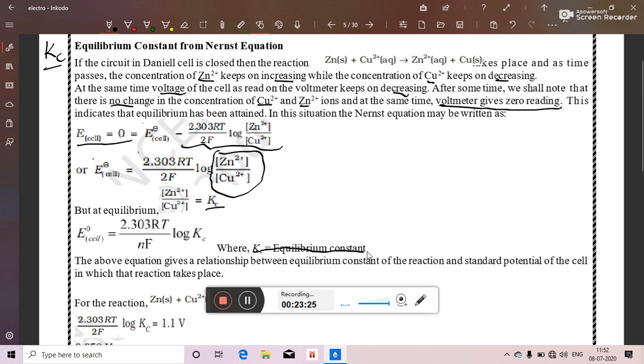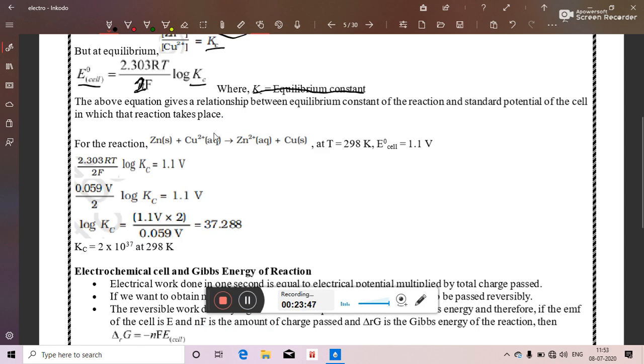Then in that case, E naught cell will be equal to 2.303 RT upon nF, or we can say 2.303 RT upon 2F log Kc. So this is the equation which shows the relation between the standard potential of a cell and the equilibrium constant. Now here we will see that for the reaction of the Daniell cell, that is Zn plus Cu2+ gives Zn2+ plus Cu at 298 Kelvin temperature, we can find out E naught cell from the EMF series.